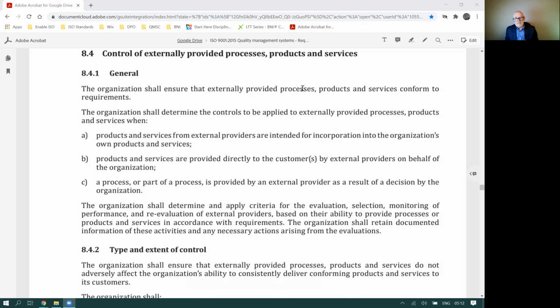Most auditors are not really too interested in office consumables, stationery, that kind of thing, unless it's part of your process, unless it's part of your deliverable to your client. So the focus here needs to be on those external providers, including subcontractors, where they're actively involved in the delivery of products and services to your customers. With that in mind, I'd just like to take a pause and maybe look at the type and extent of controls in just a moment.